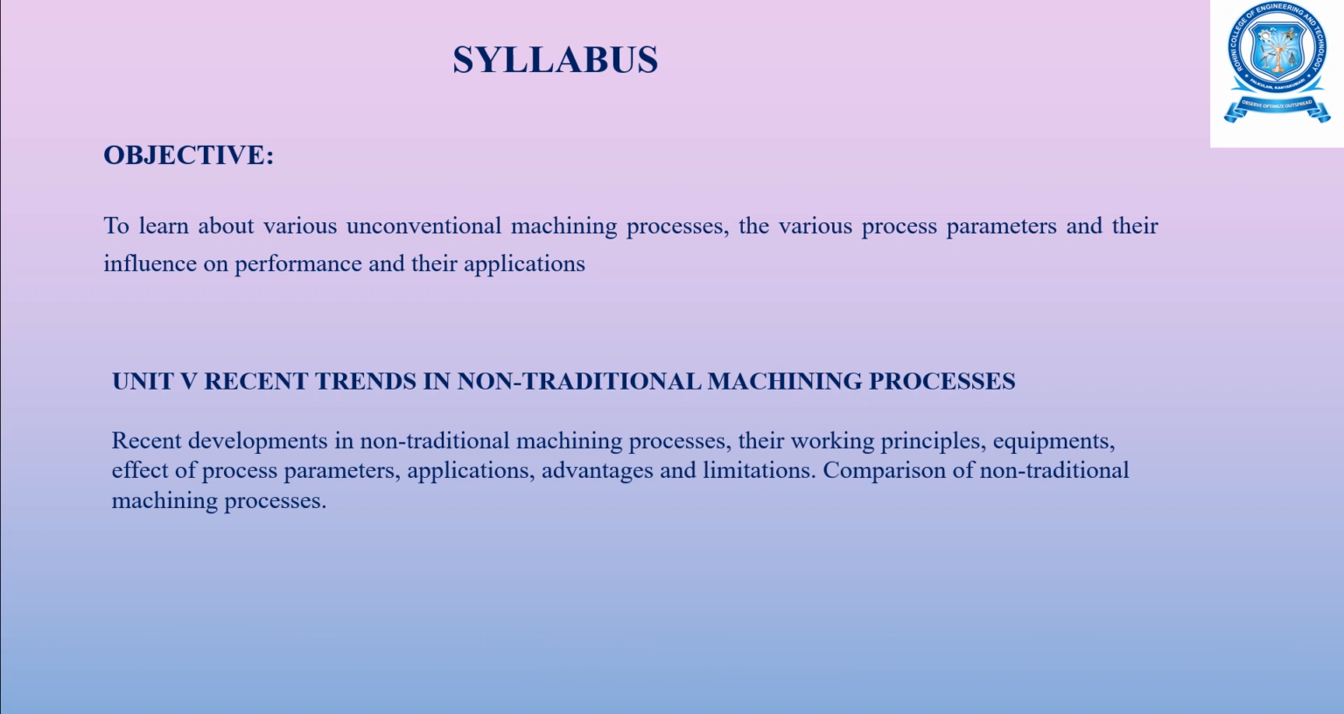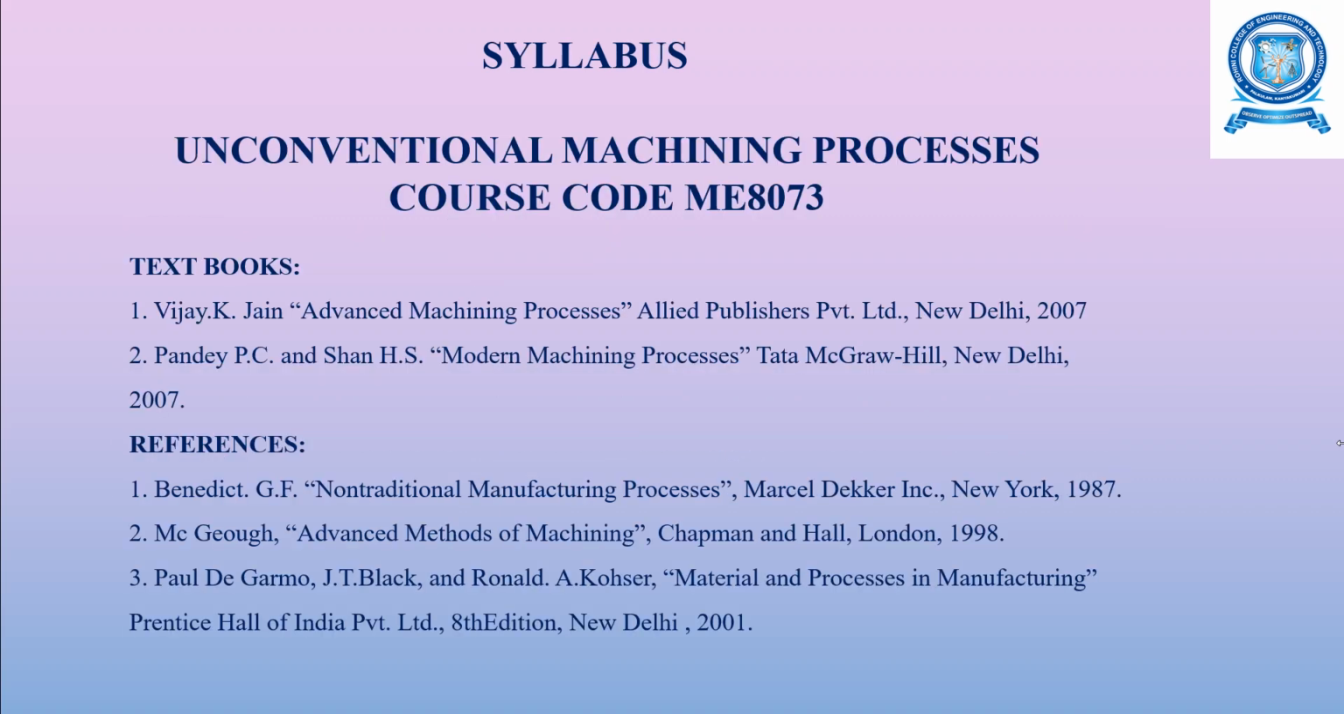So the main objective of studying this unconventional machining process is to learn about the various machining processes involved here and the various process parameters and their influence on performance and their applications. And the syllabus covers recent developments in non-traditional machining processes, the working principles, equipments, and effect of process parameters, applications, advantages and limitations, and comparison of non-traditional machining processes. So these are all the textbooks and reference books for this course.